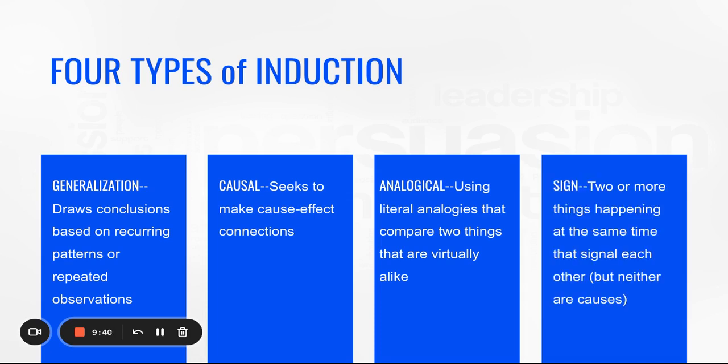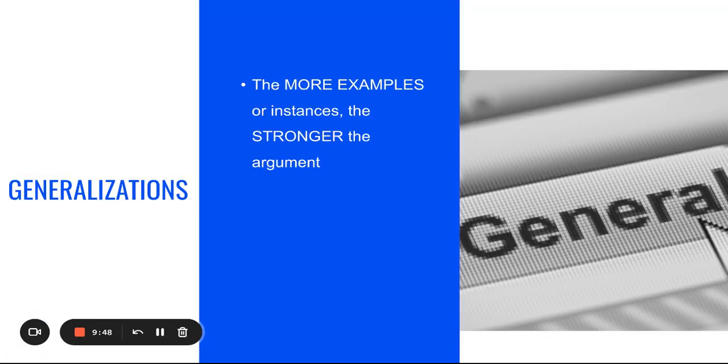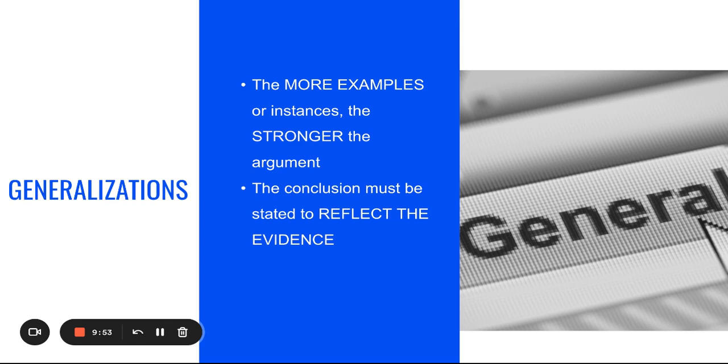Sign: two or more things happen at the same time. We've already talked about that. They signal each other, but neither is necessarily the cause. Generalizations: the more examples or instances, the stronger the argument. The conclusion must be stated to reflect the evidence and avoid big inductive jumps.